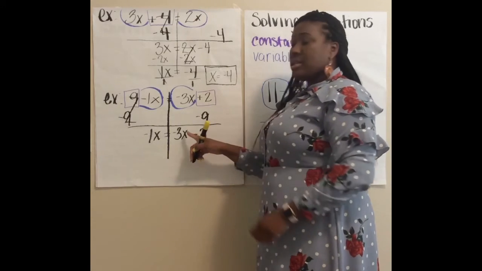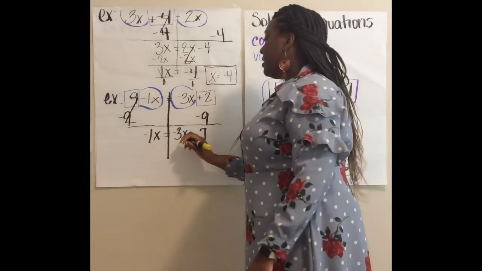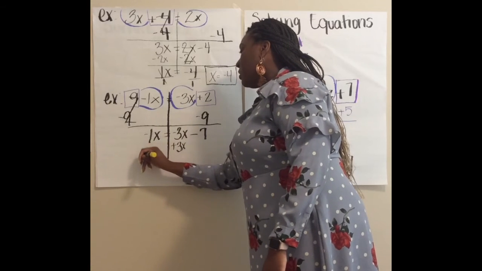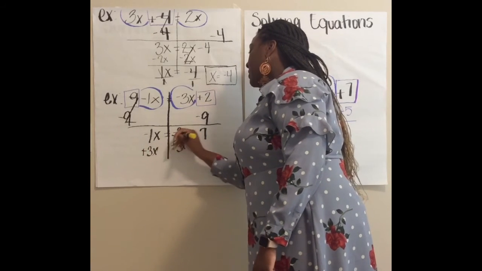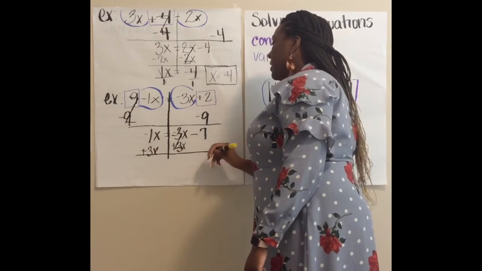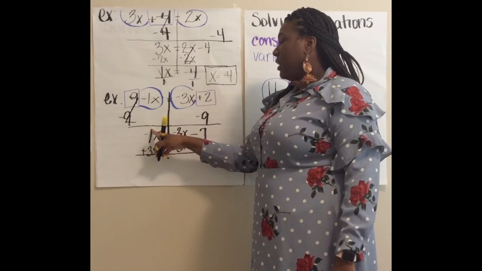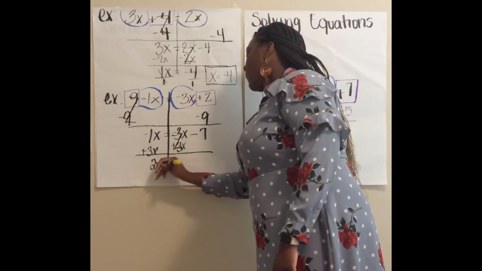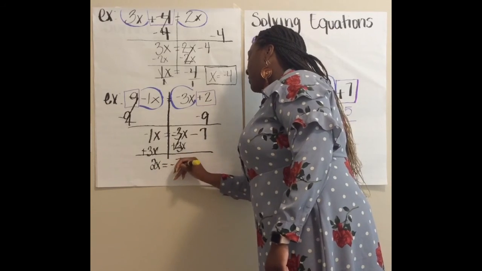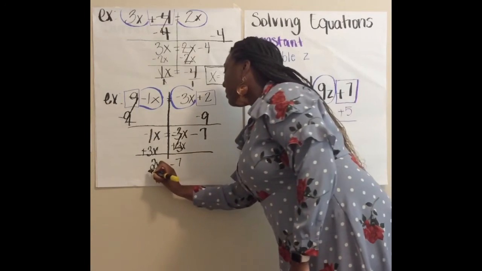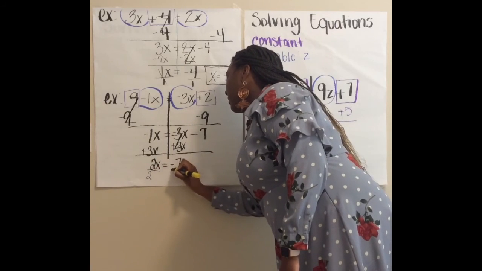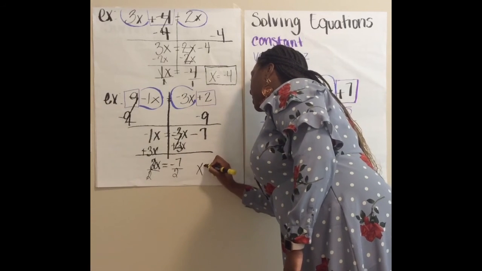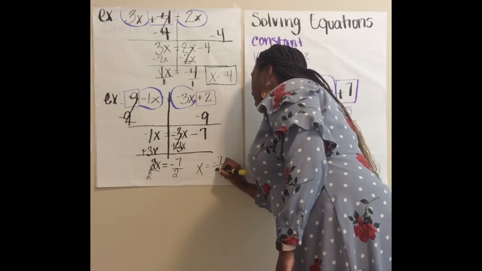Okay? So now we need to move our 3x to the other side. Because it's a minus, we're going to add. This cancels out. Same thing. Negative 1x plus 3x gives us 2x equals, bring down our negative 7. Divide by the number in front of x. Whatever you do to one side, you have to do to the other. That cancels out, so you're left with x is equal to negative 7 over 2.